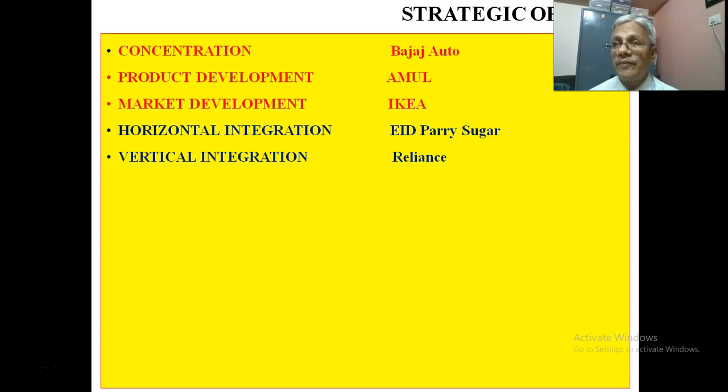Maybe the type of capabilities you require for forward integration is more of marketing. Maybe in backward integration you require a deeper pocket. You need a lot of money to invest to become a backward integrator.